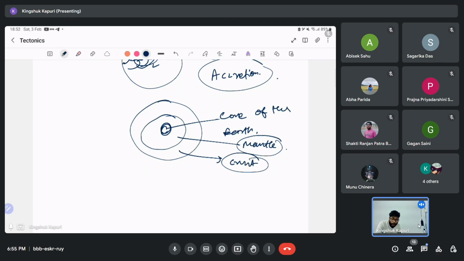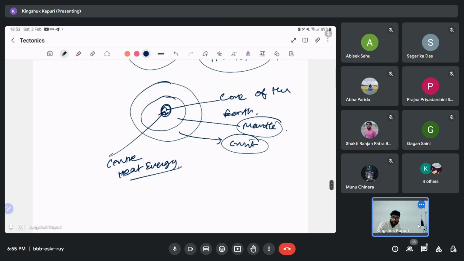Now what will happen to the heat energy that is relocated at the center? So what will happen to that heat energy which is at the center of the earth? The heat energy will try to escape from the earth's core, okay? Now through which process does it escape? Can you tell me what is the process through which the heat energy of the earth tries to escape? Sir, volcanism. Yes, exactly.